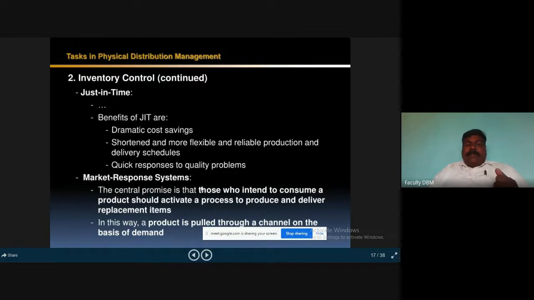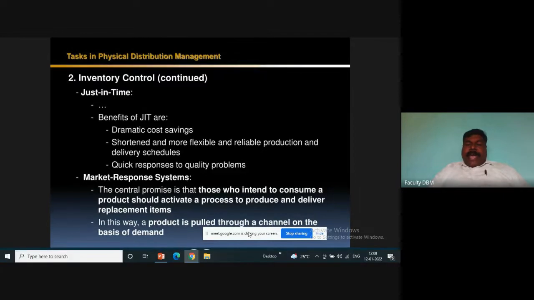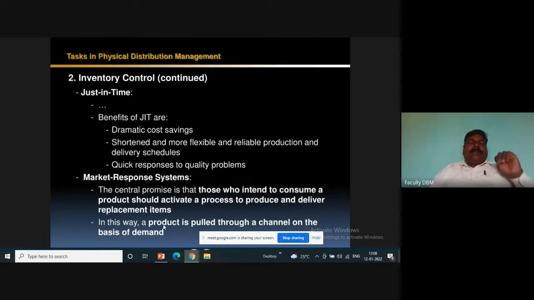Market response systems: their central promise is that those who intend to consume a product should activate a process to produce and deliver replacement items. So replenishment should be done. The central promise is that a product should be activated, produced, and delivered as a replacement. In this way, a product is pulled through a channel on the basis of demand.